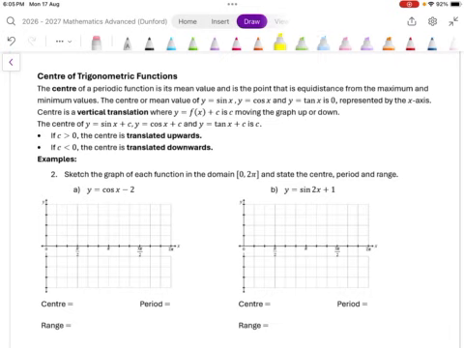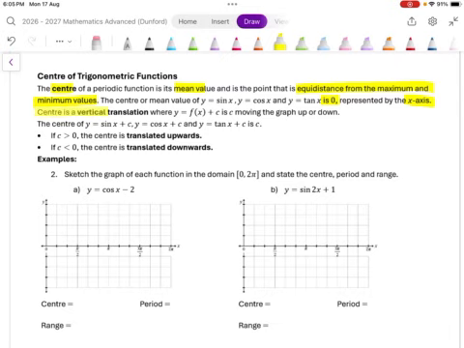The center of a periodic function is its mean value, and it's the point that is equidistant from the maximum and the minimum values. The center, or mean value, of y equals sine x, y equals cos x, and y equals tan x is 0, represented by our x-axis.